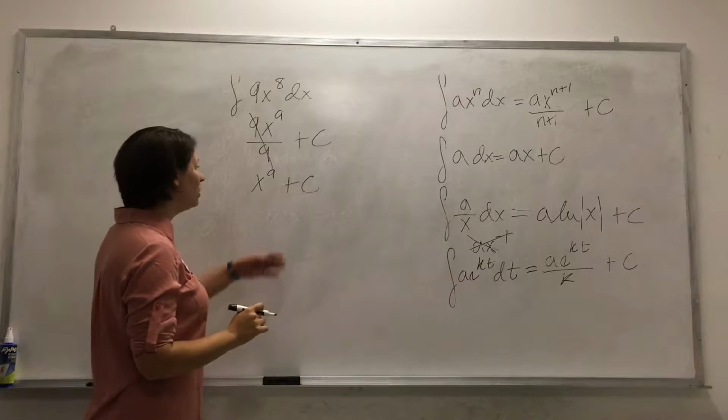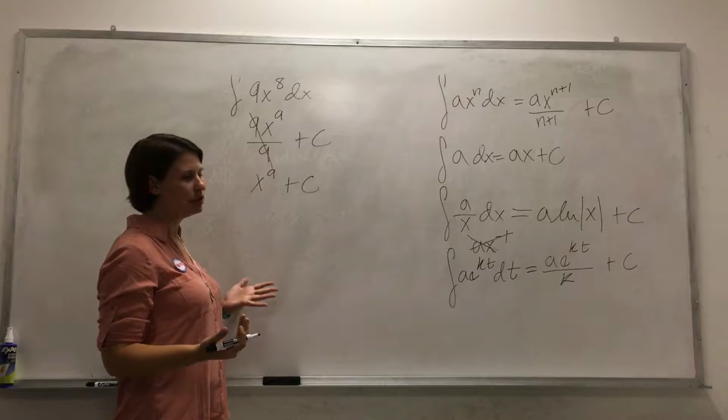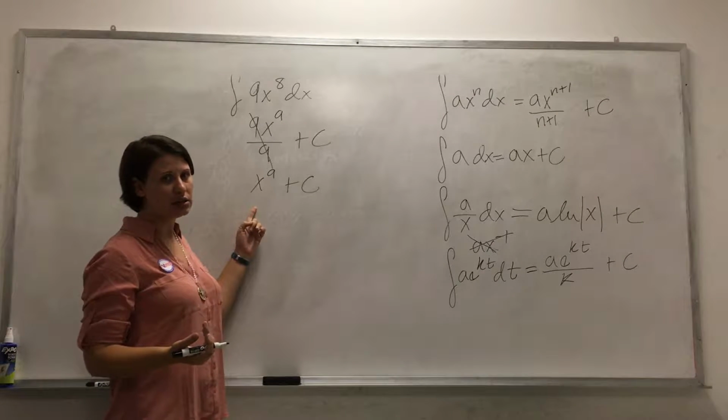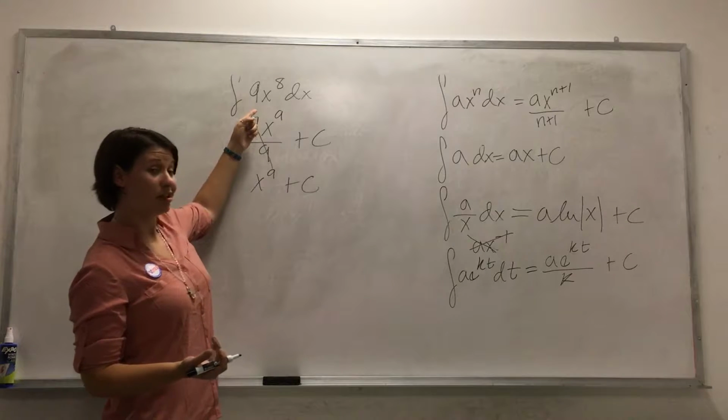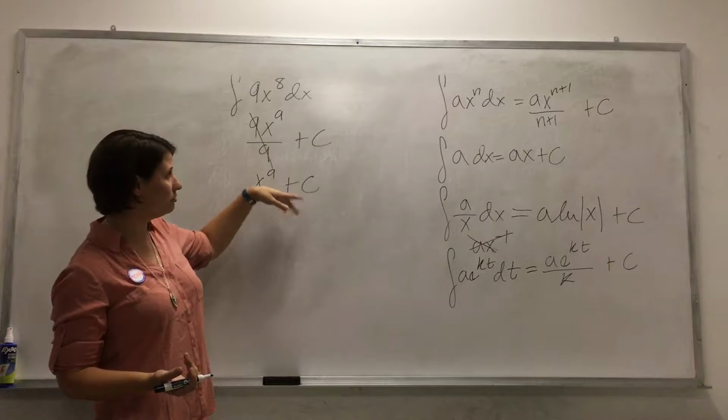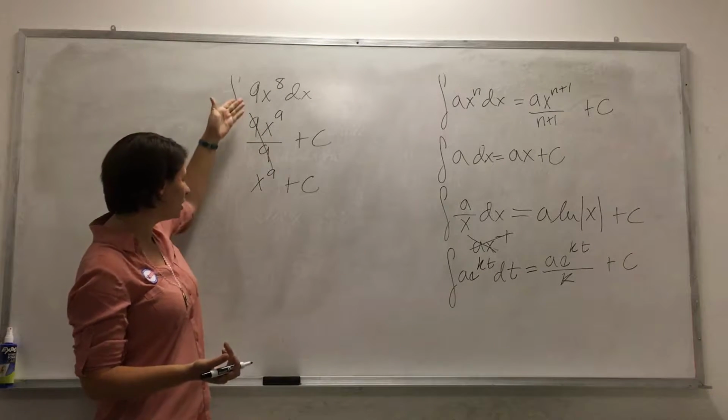Okay? Well, let's check it. Let's take its derivative. Derivative of x to the 9th is 9x to the 8th. Derivative of a constant goes away. So we just have 9x to the 8th.